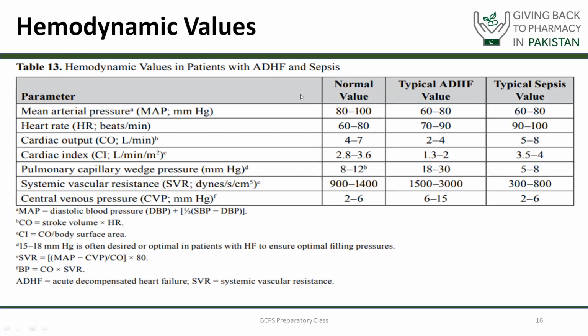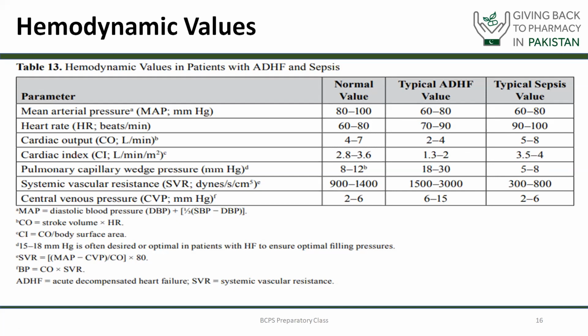There are different values. Normal mean arterial pressure is 80 to 100; typical in acute decompensated heart failure is 60 to 80, and typical sepsis 60 to 80. Heart rate: 60 to 80 normal, typical ADHF 70 to 90, and typical sepsis 90 to 100. Cardiac output in liters per minute: 4 to 7 liters is normal. In typical decompensated heart failure it is 2 to 4 liters, because the volume has dropped, and typical sepsis 5 to 8 liters. Cardiac index: we divide the cardiac output by the body surface area in square meters.